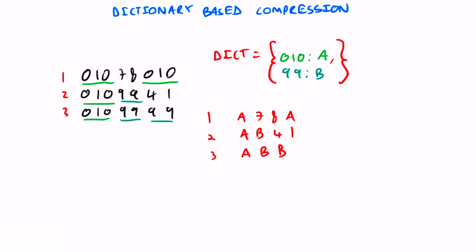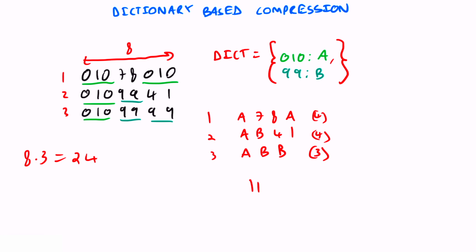Before we had 8 columns and 3 rows, so 8 times 3 is 24. Now we have only 4 values in this row, 4 values in this row, and 3 values in this row. So that's 4, 8, 11. So we have reduced the size of our image using our dictionary.